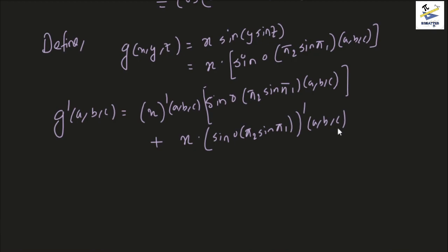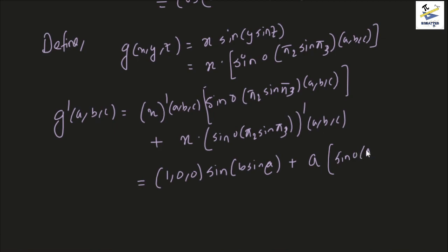So the first one gives us, since x is basically pi 1, x prime is 1 comma 0 comma 0 times sine of b sine c. It was actually z, right? So it should be pi 3, b sine c, plus a times the derivative of sine of pi 2 sine pi 3 at the point A comma B comma C.